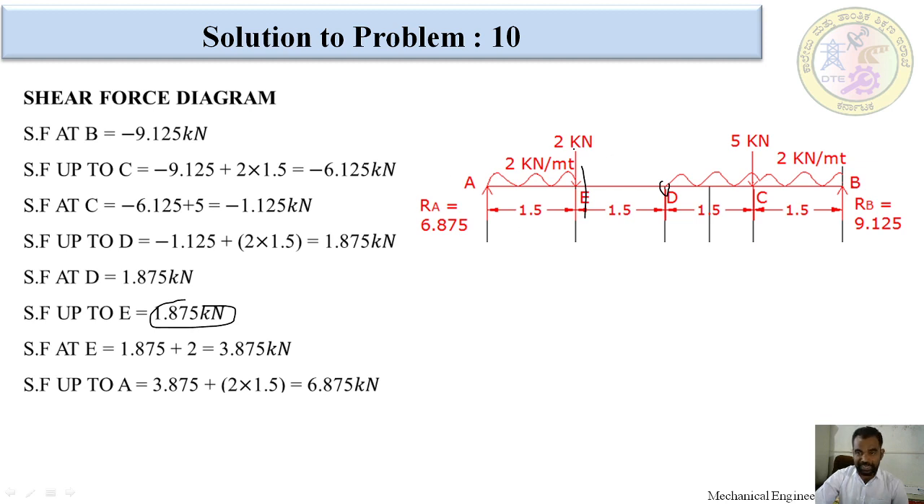Next, at D point, I want to determine how much value we got up to C point, plus 2 kN. Plus 2 kN is positive 3.875 kN. Up to A point, we will have 2 into 1.5 as an addition. This is the conversion of UDL into point load. Up to here we got 3.875 plus this point load, which is equal to 6.875. What we got up to A point, at A point also we will get the same value, that is 6.875 kN.